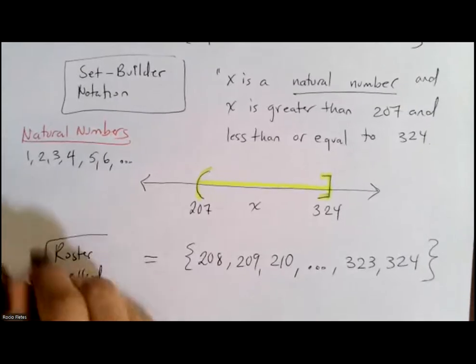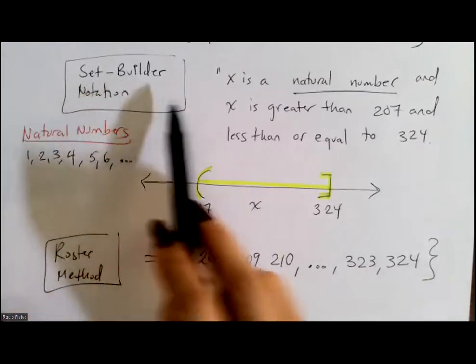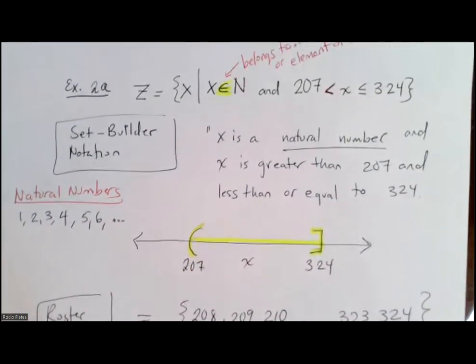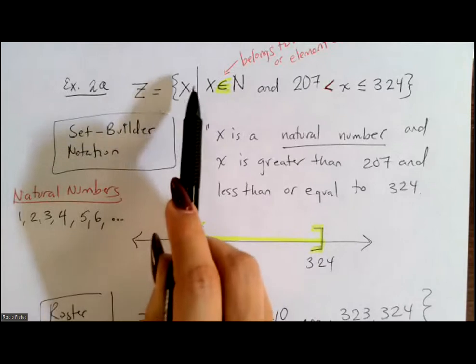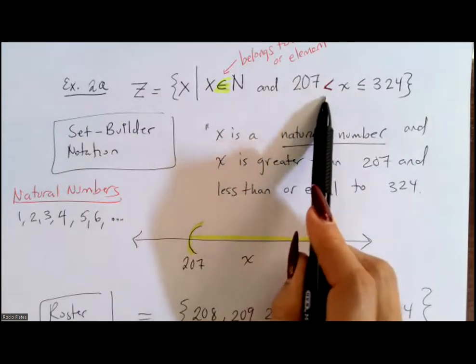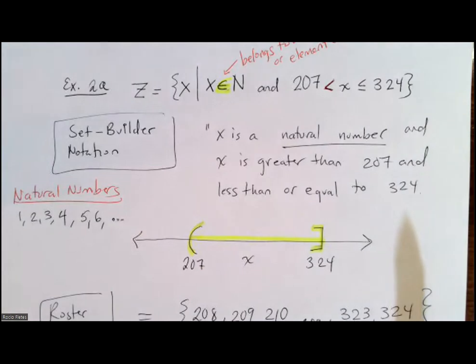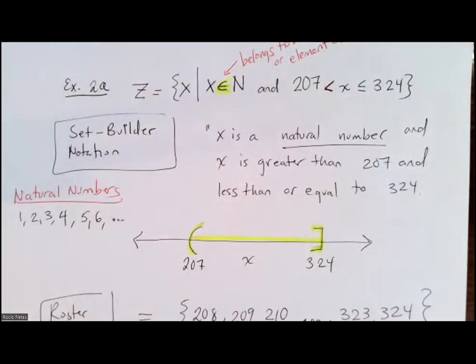The set builder notation, you don't have to list every element of the set. It is enough to describe the set. The set Z is a set of all the x's such that x is a natural number and 207 is less than x and x is less than or equal to 324. That is a description of the set. That's the set builder notation, writing the set using set builder notation.